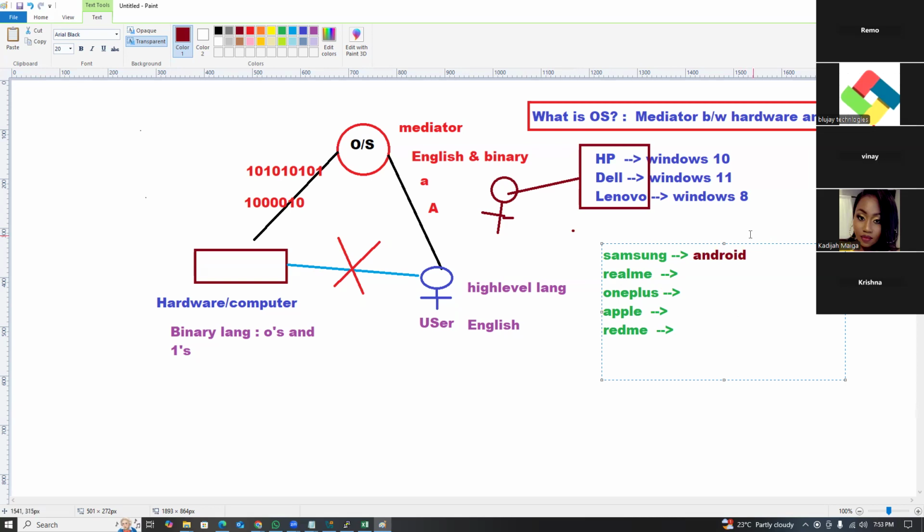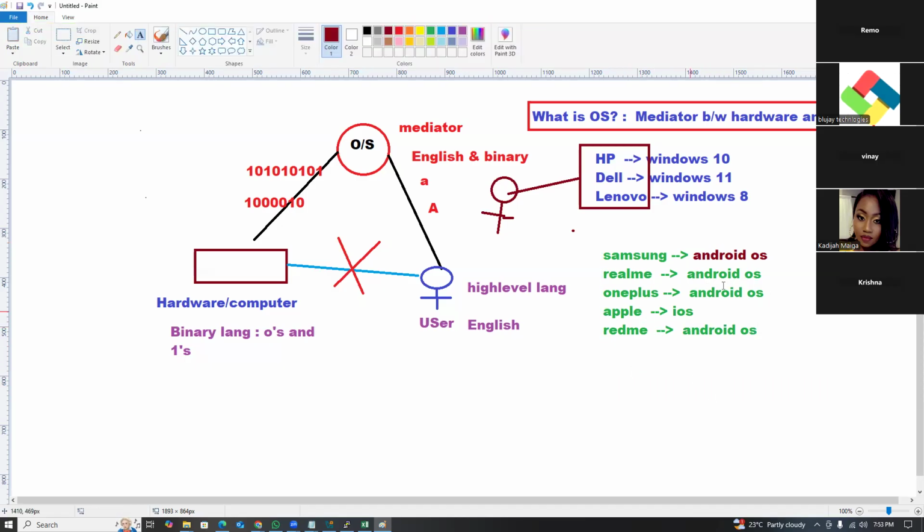Android OS is installed. So Android OS here, also Apple, right? Apple OS is different. iOS. So Redmi, Android. Android OS is installed. So why is Android OS installed on your mobile phones, guys?